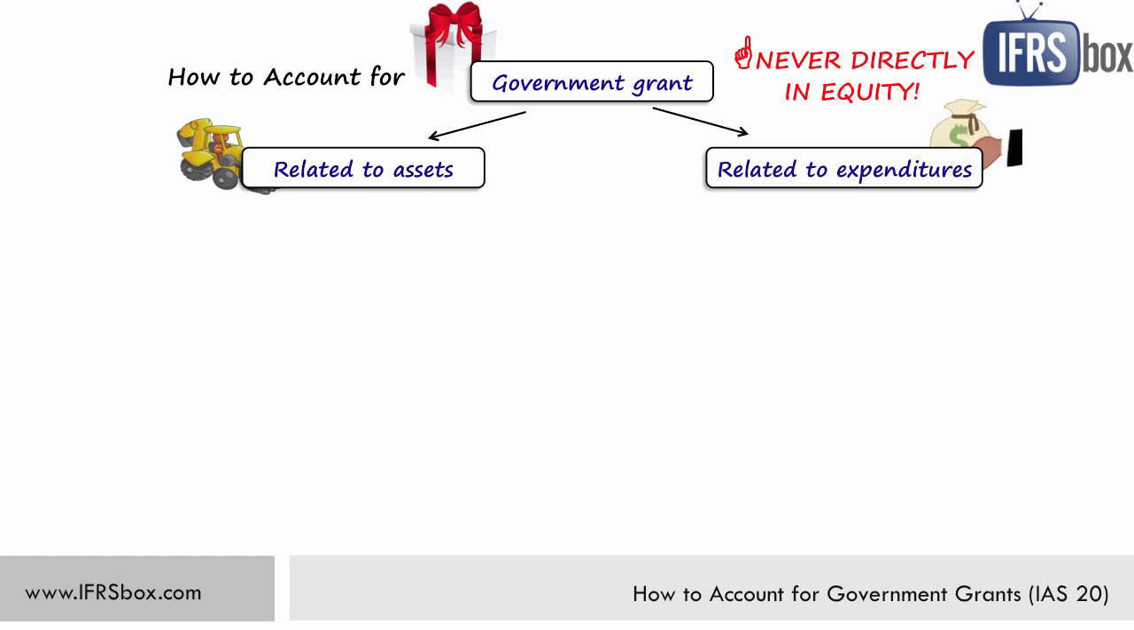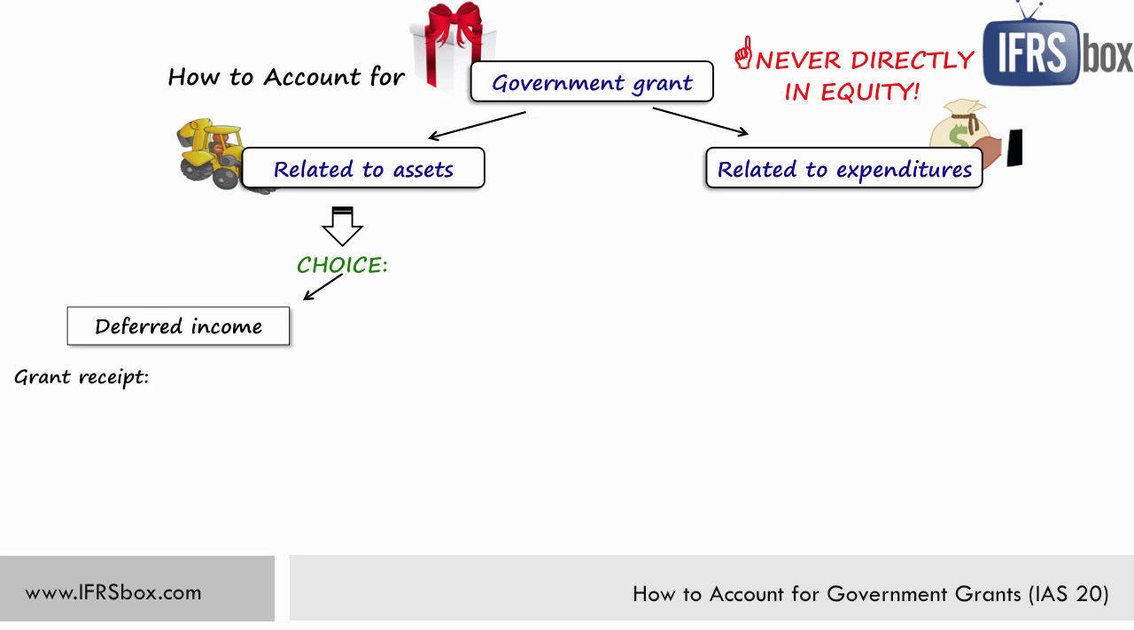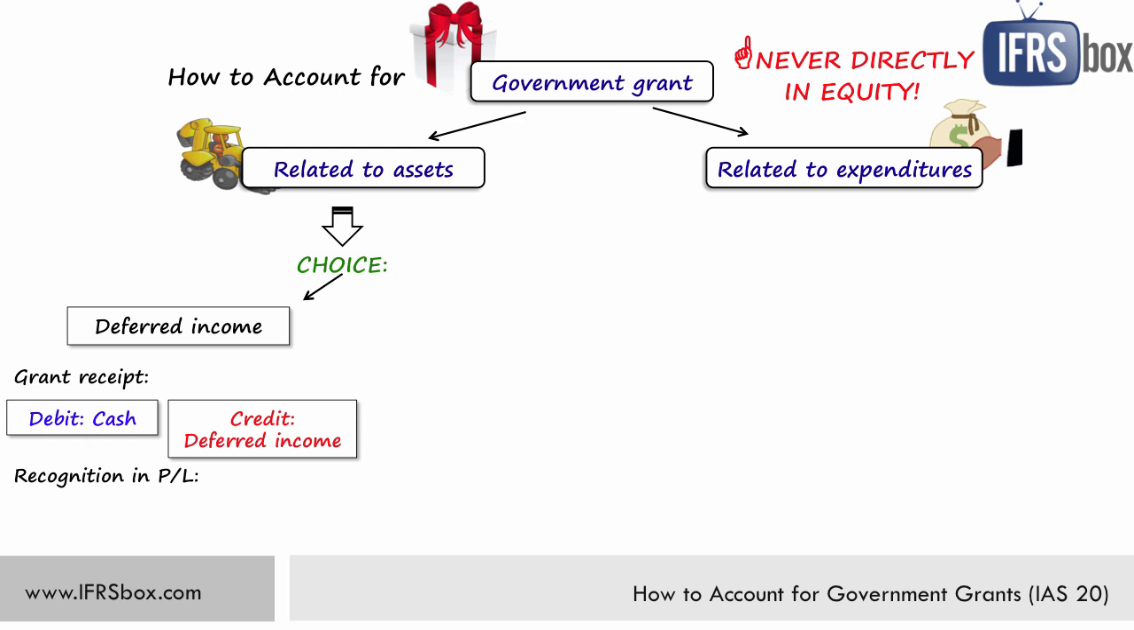Let's firstly explain the accounting for grants for the acquisition of assets. Here there's a choice. The first option is to account for a grant as deferred income. In this case, when a company receives the grant, the journal entry is to debit cash or bank account and credit deferred income. And then you need to recognize the grant in profit or loss. You would do it on some systematic basis over the life of the asset acquired. The journal entry is to debit deferred income and credit profit or loss.